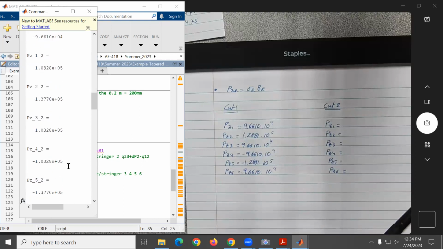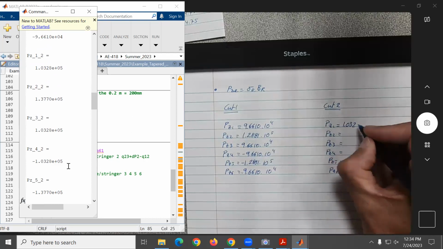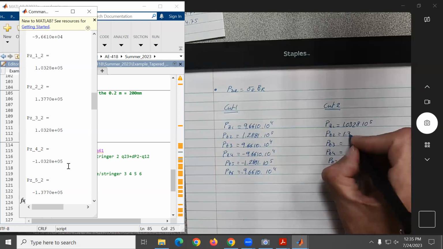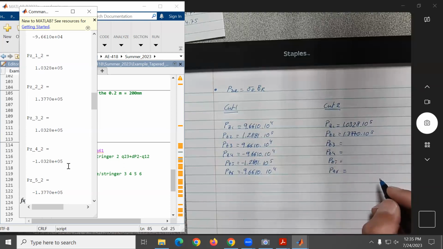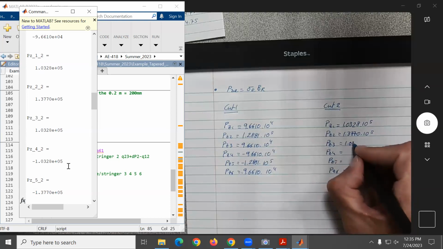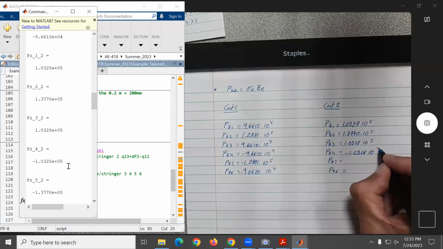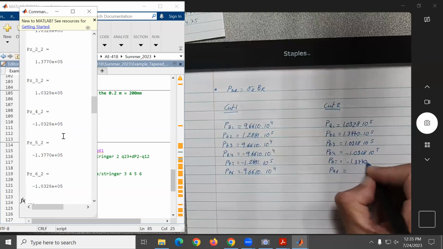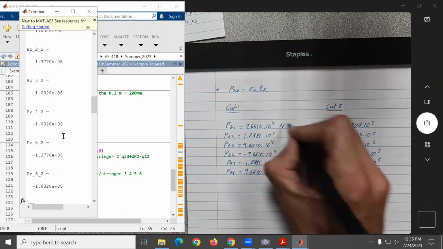Okay, and for cut 2 we're going to have 1.0328 times 10 to the 5th, then 1.3770 times 10 to the 5th, then 1.0328 times 10 to the 5th, and then it's just going to be symmetric but negative: minus 1.0328 times 10 to the 5th, minus 1.377 times 10 to the 5th, and minus 1.0328 times 10 to the 5th. Newtons.